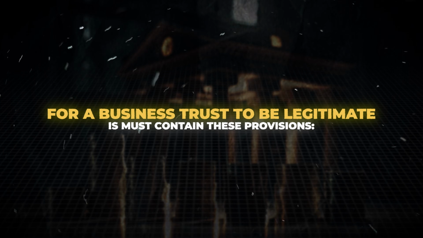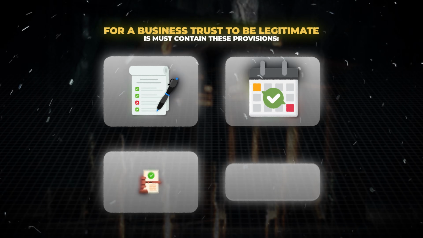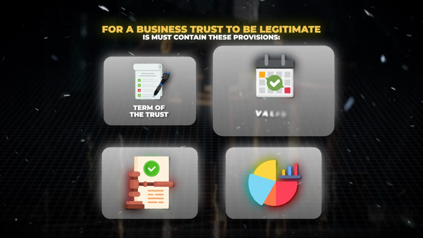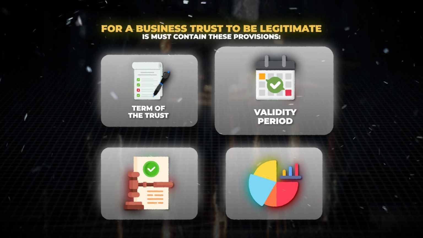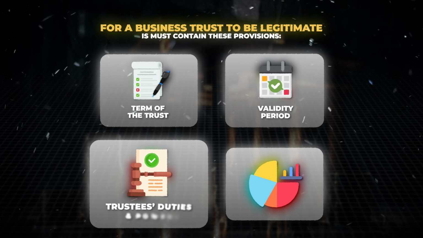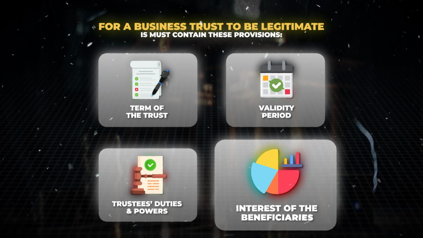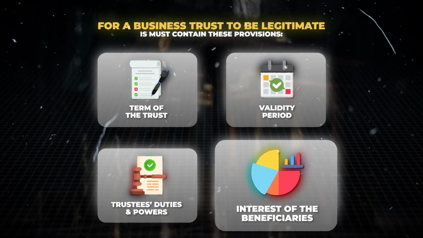For a business trust to be legitimate, it must contain 4 key provisions. Number 1, the term of the trust. Number 2, the period of time the trust is valid for. Number 3, the duties and powers of all trustees. And number 4, the interest of all the beneficiaries.